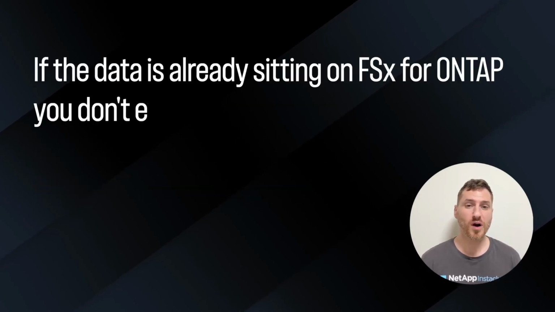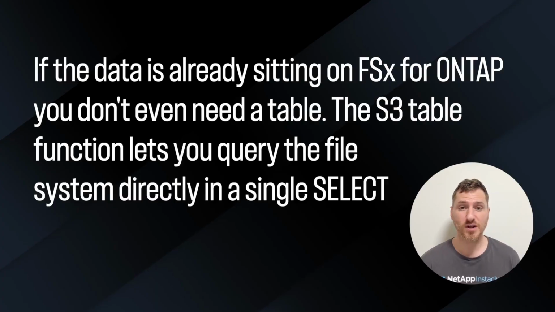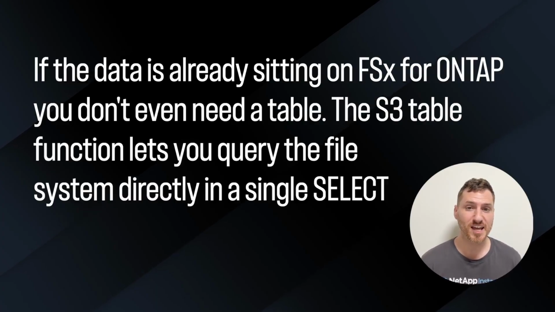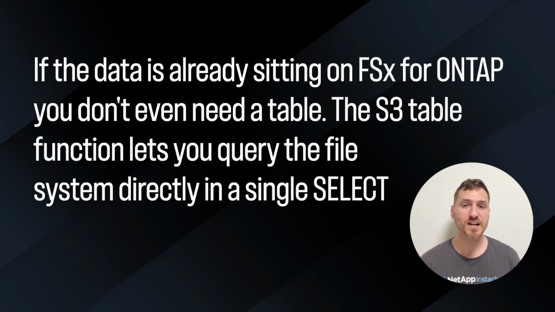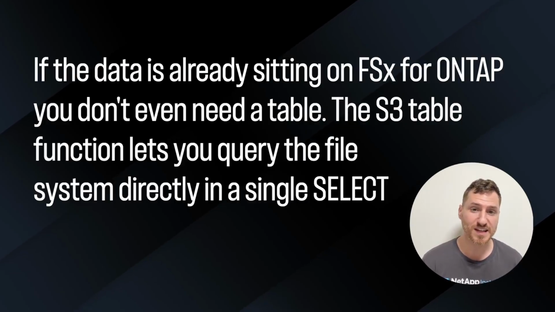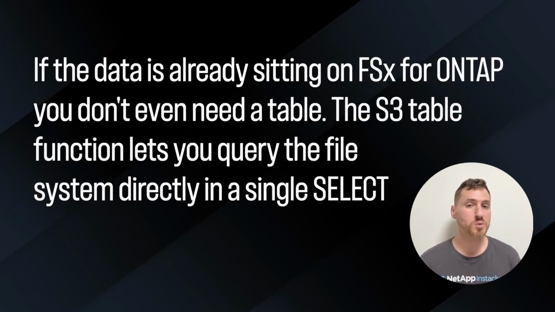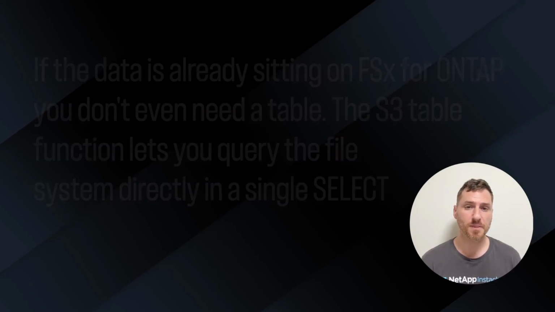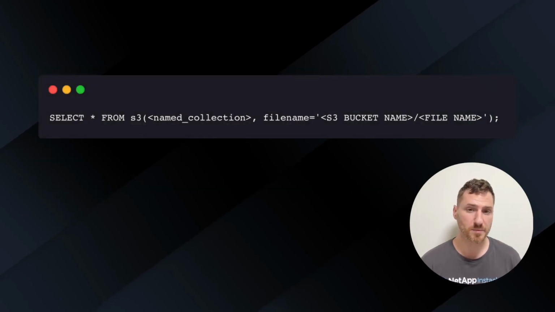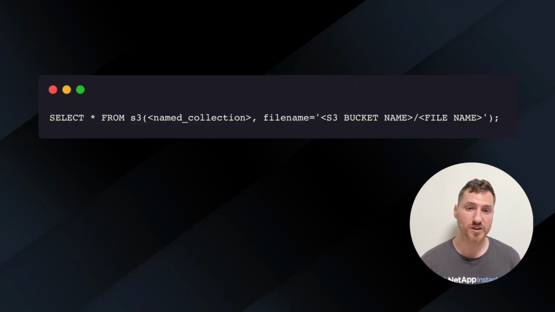If the data that you want is already sitting on FSx for ONTAP, you don't even need a standing table. The S3 table function lets you query the file system directly in a single select, which is perfect for the archives that you're leaving in place. Notice how there's no load step, there's no copy. The data stays on NetApp storage and ClickHouse reads it where it sits.